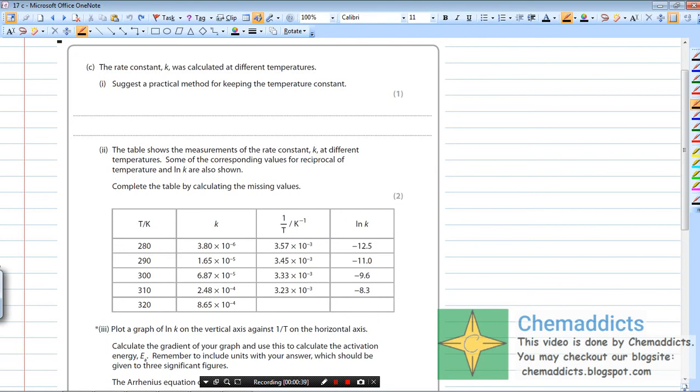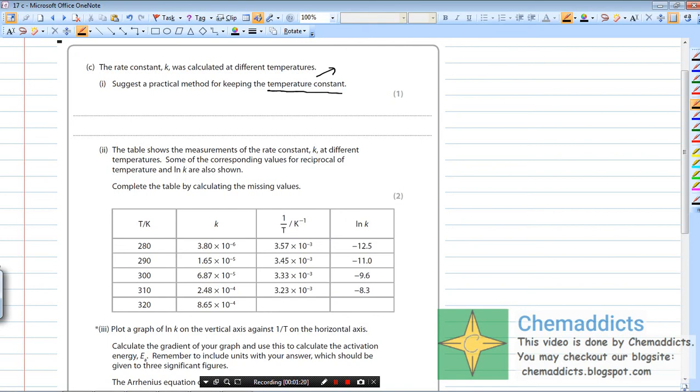So suggest a practical method for keeping the temperature constant. Okay. In order to keep the temperature constant, we should always use a water bath or ice bath to make the temperature constant. Why? That's because this will make the temperature evenly distributed. So in order to keep temperature constant, we need to make temperature evenly distributed throughout the solution. So for that we need to perform the reaction in the water bath or ice bath.